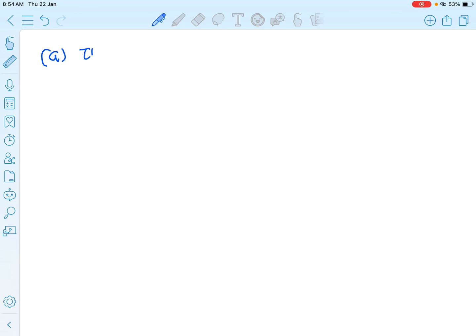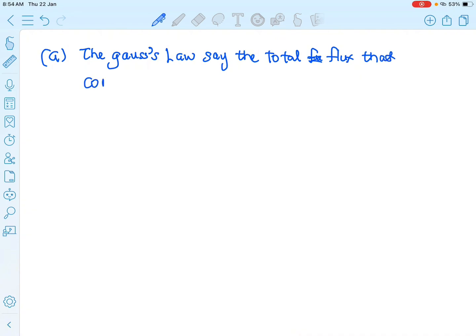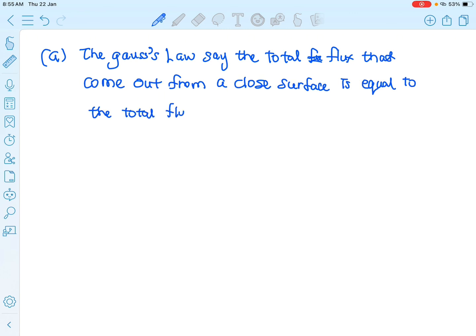The Gauss law says that the total flux that comes out from a closed surface is equal to the total charge enclosed by the surface. So you have to explain the definition of the Gauss law.